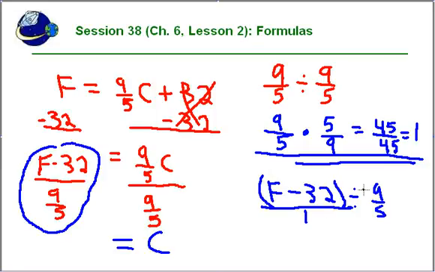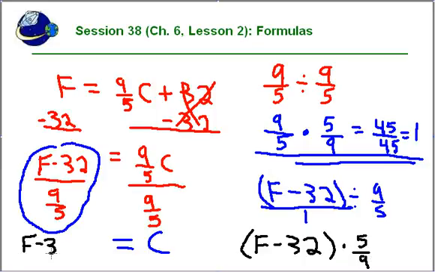Well, what do we have then on the left-hand side after we flip this and change it to a multiplication? We have f minus 32 over 1, which is just f minus 32, and that's being multiplied by what? By 5/9. Because remember, dividing by 9/5 is the same thing as multiplying by 5/9. So our formula is now f minus 32 in parentheses times 5/9.